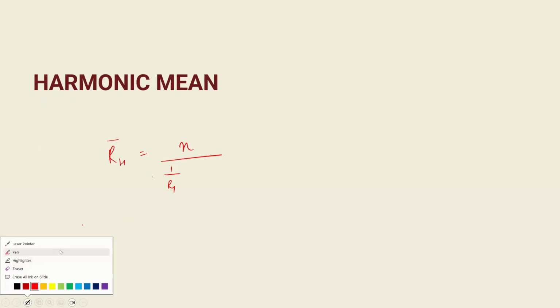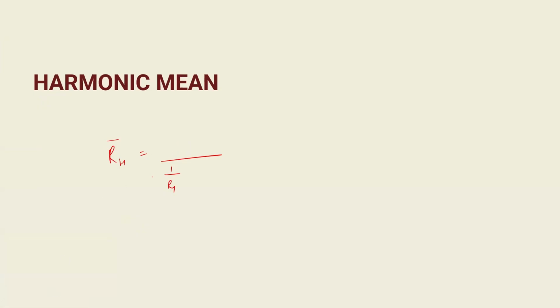Okay, so what is the formula? The formula is harmonic mean RH is equal to n divided by 1 by R1, or in fact, it's better that we use T only to make it as consistent as possible. T divided by 1 by R1 plus 1 by R2 plus up to 1 by RT. Okay. So this is about harmonic mean, the formula.